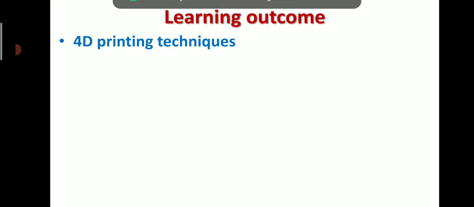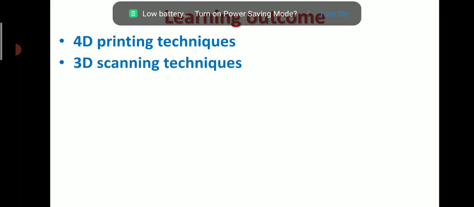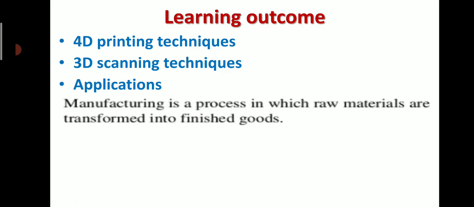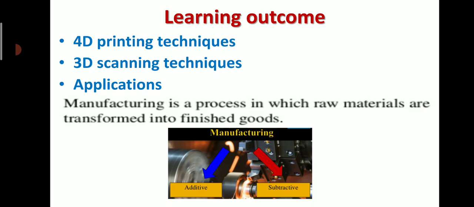We will study in this presentation what 4D printing techniques are. After that we will study 3D scanning techniques and the applications of such techniques. All these 3D as well as 4D printing techniques are related to manufacturing. Manufacturing is a process in which raw materials are transformed into finished goods. Basically, manufacturing is classified into two classes: one is additive manufacturing, meaning addition, and another is subtractive manufacturing, meaning subtraction.